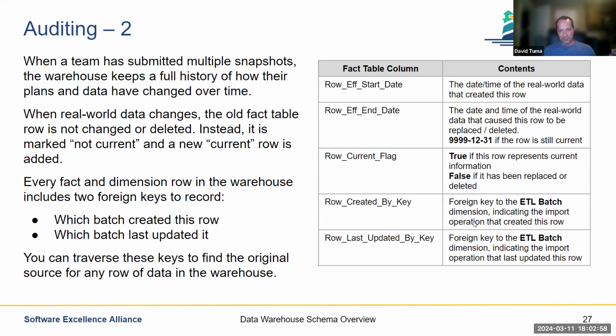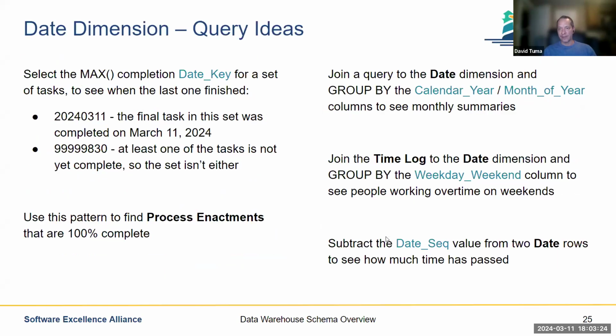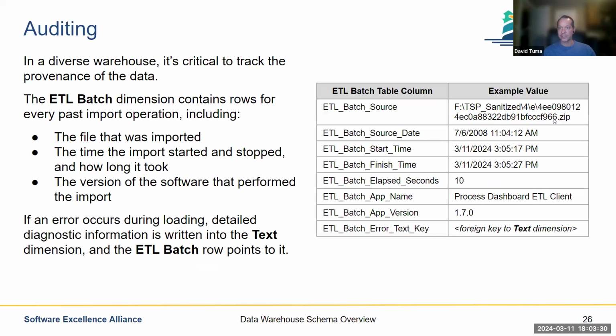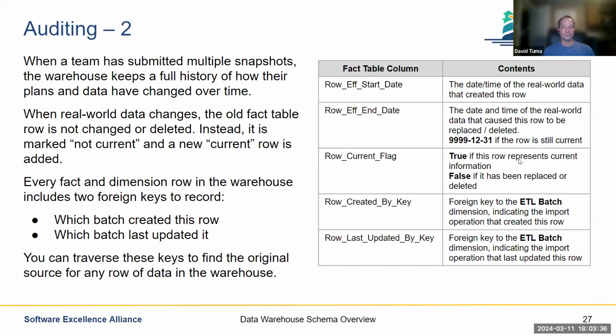Now, in addition, there are these two keys, created by and updated by key, which are foreign keys into the ETL batch dimension, indicating which import operation caused this row to be created and which import operation caused it to be updated or versioned off. You can traverse these rows starting with any fact in the warehouse. You can look at these rows to figure out what real world file caused this row to be created, as an example. So, end-to-end provenance for every piece of data.